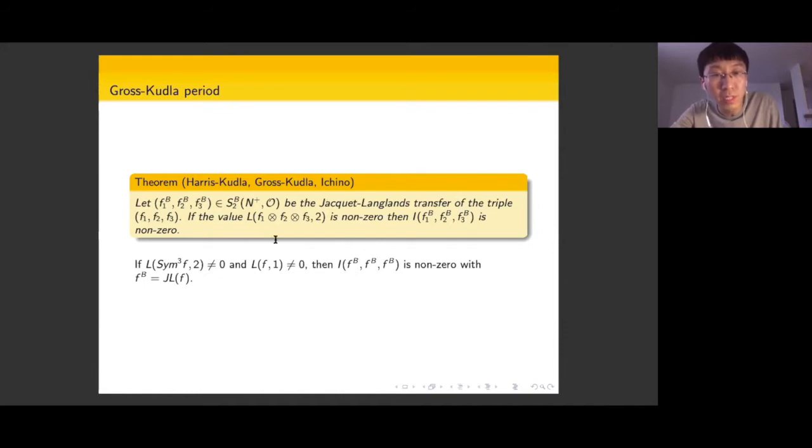By this theorem, I can rephrase the conditions in my theorem as saying that the Gross-Kudla period is non-zero. And as you have seen, the Gross-Kudla period is a finite sum of algebraic values, and you can relate it to geometric quantities easily.